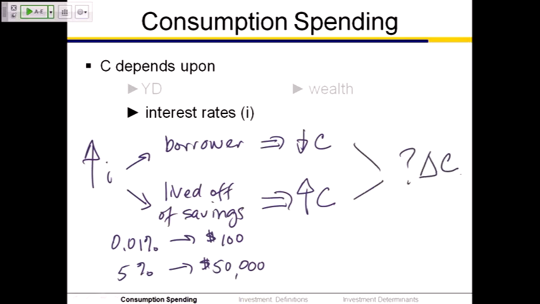So an increase in interest rates has two opposite effects. It makes borrowers spend less. It makes people who are living off their savings spend more. For the economy as a whole, the whole room, we can't say what's the net effect of those two groups of people's behavior. We know that there's two different behaviors. We don't know whether for the economy as a whole, an increase in interest rates will increase or decrease consumption spending. It depends upon the mix in the economy of these two groups, the borrowers and those who are living off of their savings. Better?